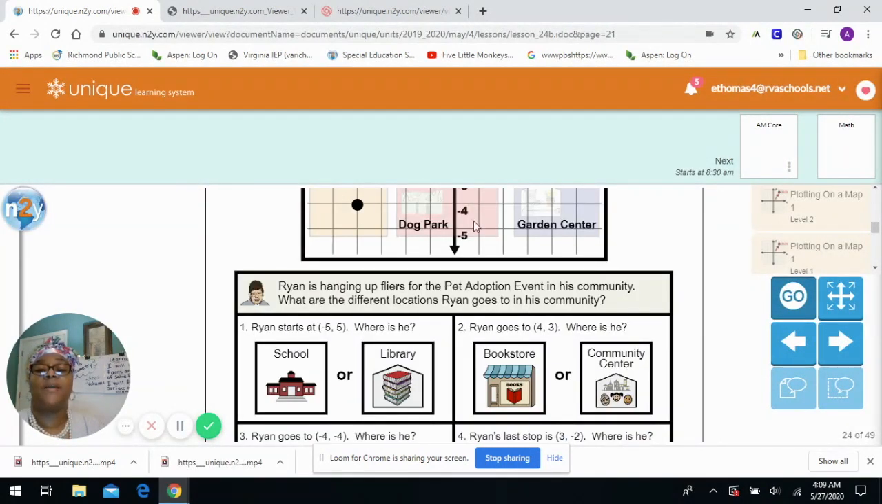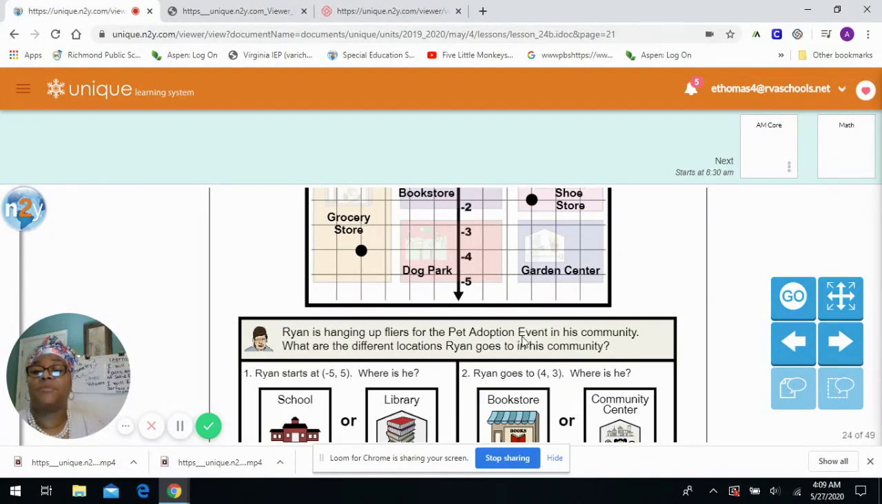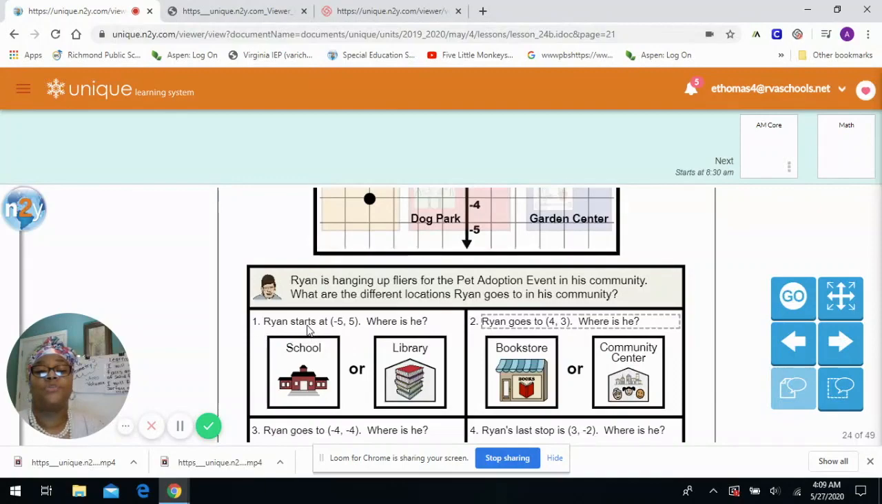All right, so Ryan, remember our map here. Ryan is hanging up flyers for the pet adoption event in his community. Where are the different locations Ryan goes to in his community? Where does he go first? So Ryan starts at -5 and 5.